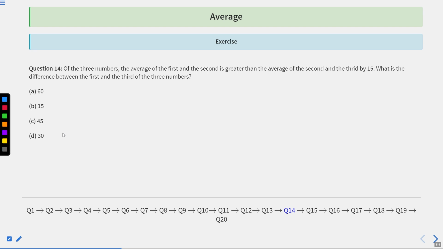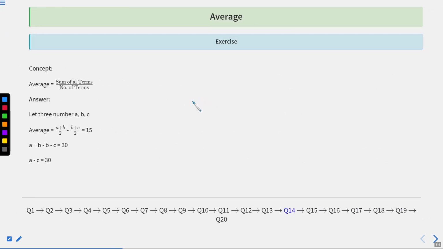Of the three numbers, the average of first and second is greater than the average of second and the third by 15. What is the difference between the first and the third of the three numbers? So here we are provided with three numbers. The average of first and second is greater than the average of second and third by 15. So a relation between the averages is given to us, and we are interested in finding the difference between the first and the third numbers.